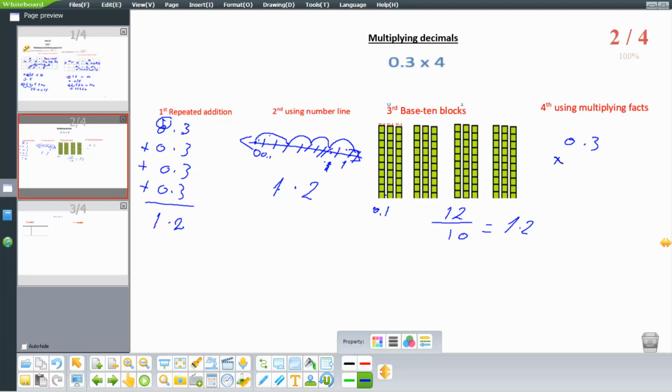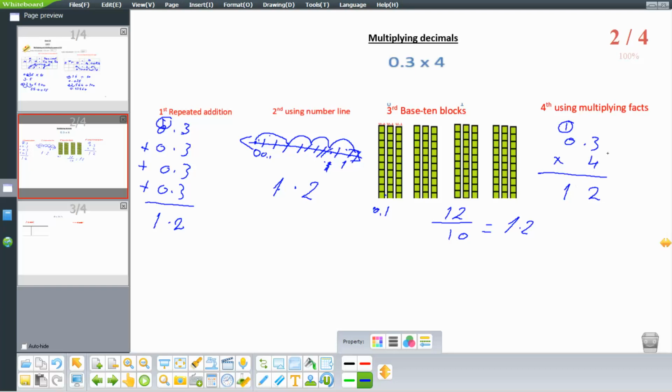Here, 0.3 multiply 4. Let's multiply. 4 times 3 equal 12. 2 and carry up 1. 4 times 0 equal 0. 0 plus 1 equal 1.